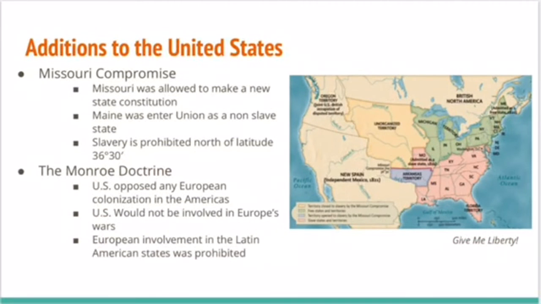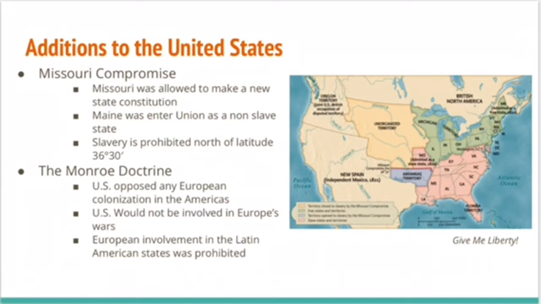The United States continued to grow and change. The Missouri Compromise of 1820 had 3 parts. Missouri was allowed to make a new state constitution, Maine was allowed to enter the Union as a non-slave state, and slavery was prohibited north of latitude 36°30′.